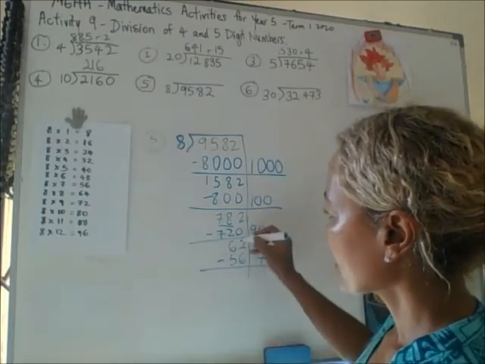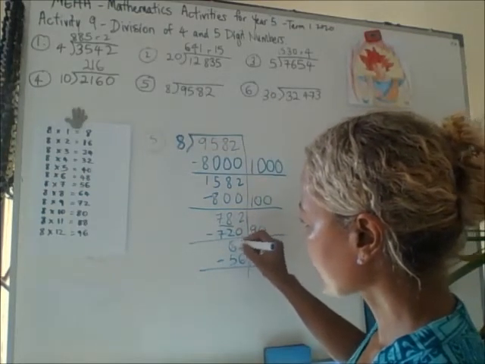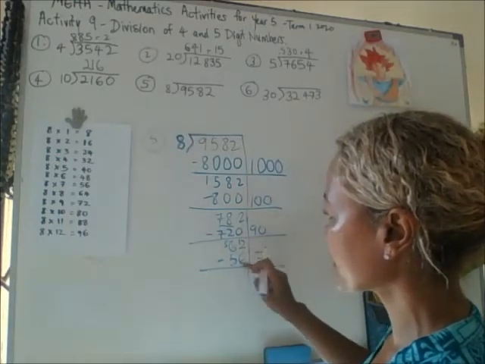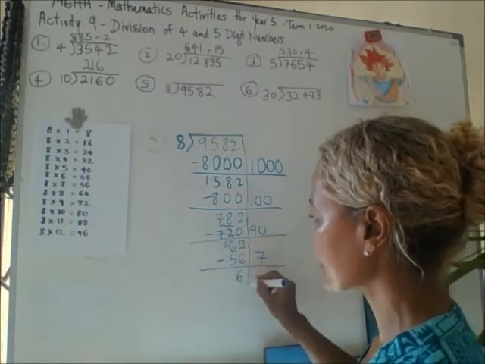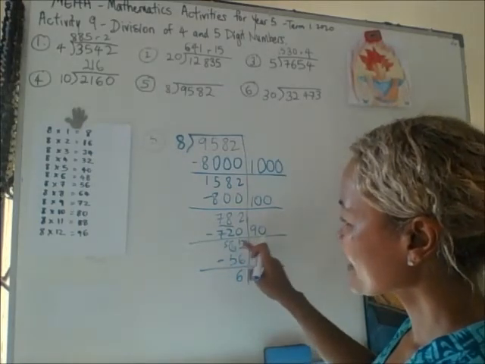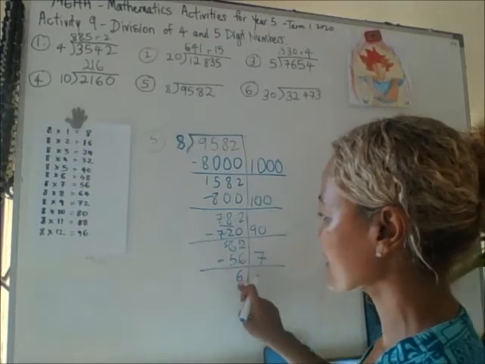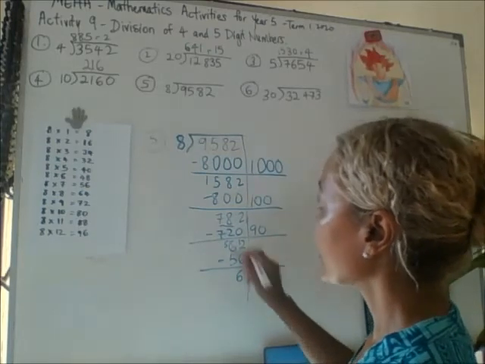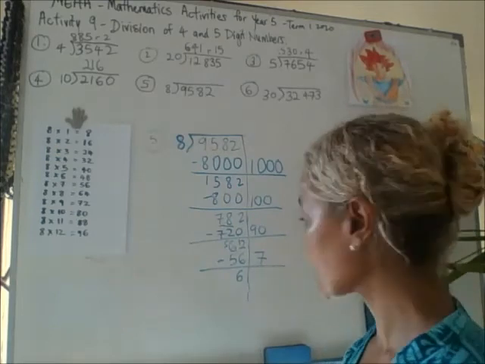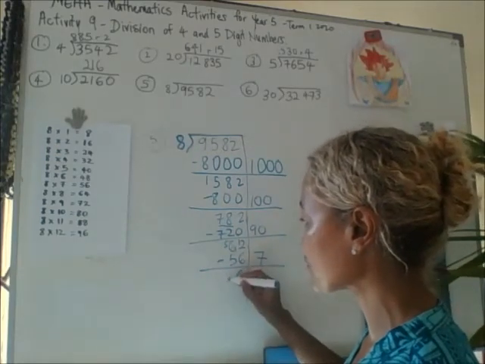Minus. So here we will reduce that to 5. Take 1 over there. 12 minus 6 is 6. Still with me? Right? 62 minus 56 is equal to 6. Can 8 go into 6? No, it can't. 6 is too small. So this becomes your remainder.